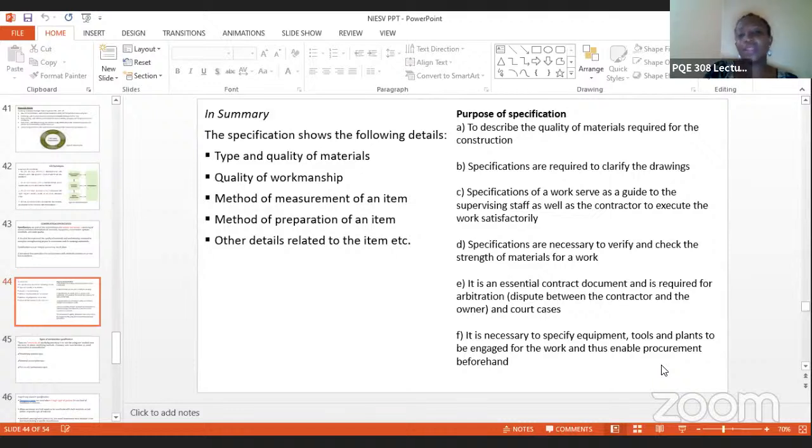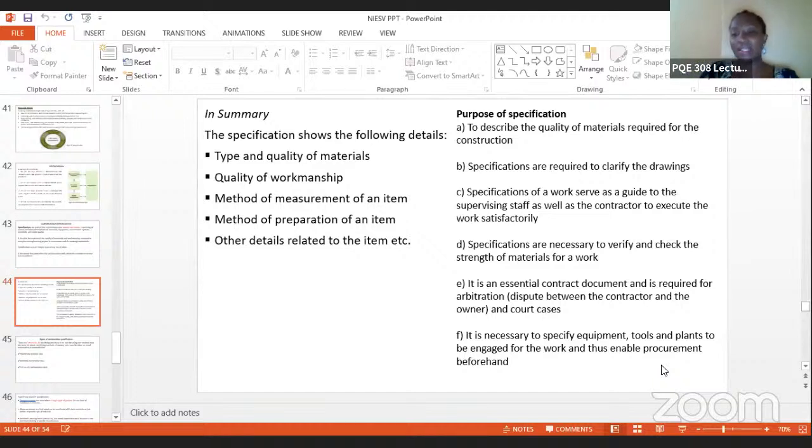So the summary is the same with the purpose of specification, to describe the quality of materials. Then it enables clarification of drawings. If you have any doubt as regards any drawing at any point in time, you can always go back to your specification to see what has been specified, to see what has been laid down there.